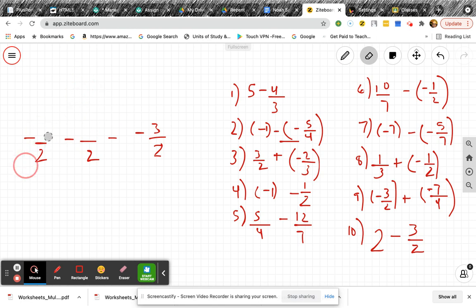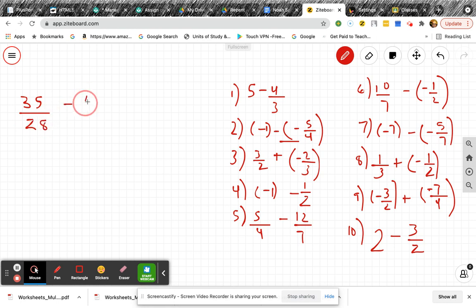For number 5, we have 5 fourths minus 12 sevenths. I'm going to change that into 28 in the bottom. So that would be times 7. So that is 35 28ths. And the next one would be 48 28ths? Because 7 times 4 is 28 and 12 times 4 is 48. You subtract that. 35 minus 48 is -13 over 28 is the answer to number 5.